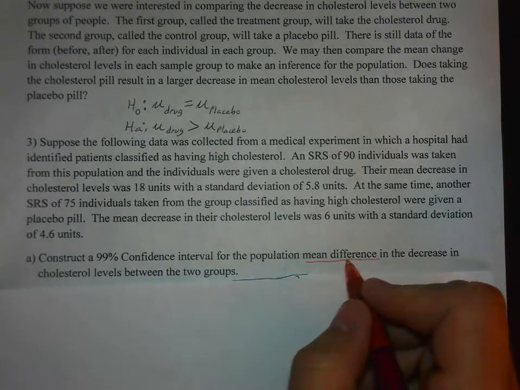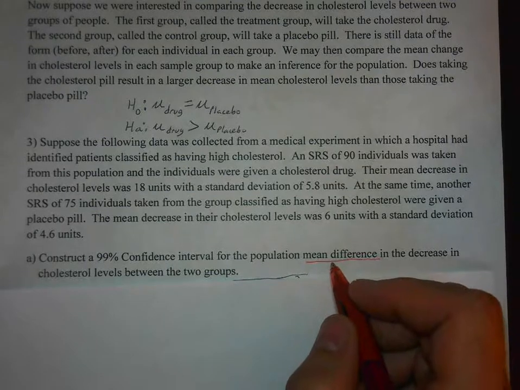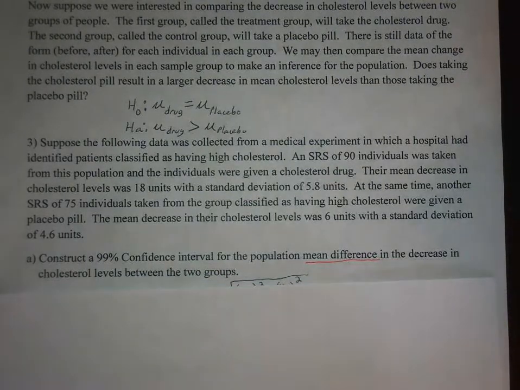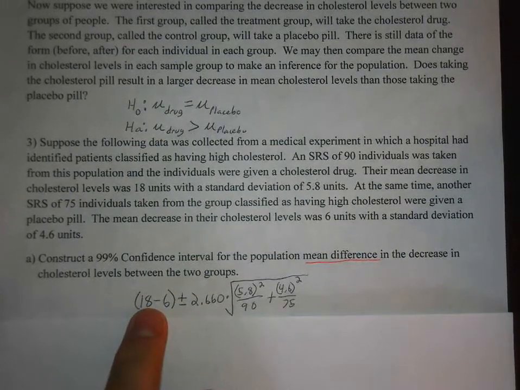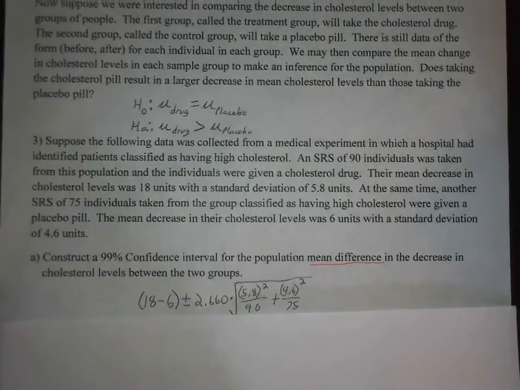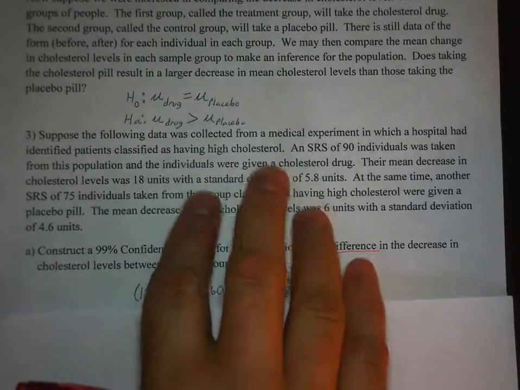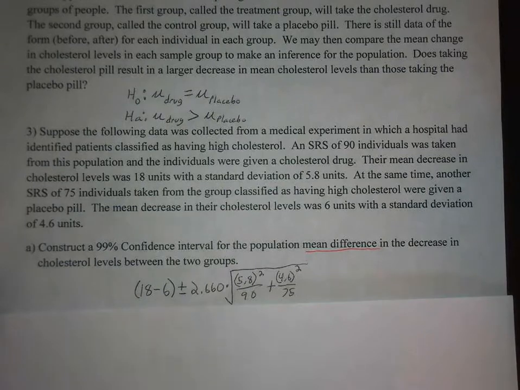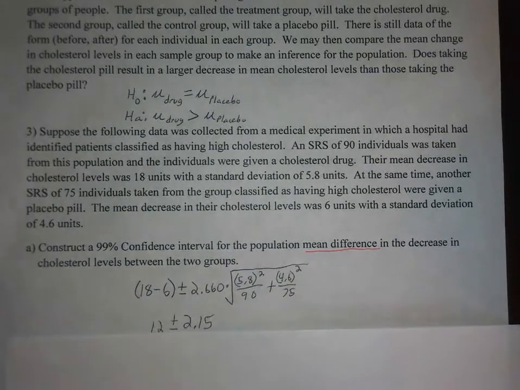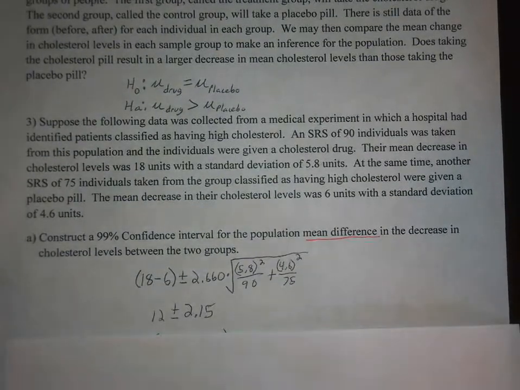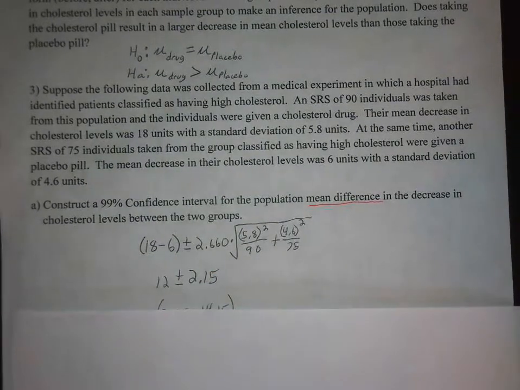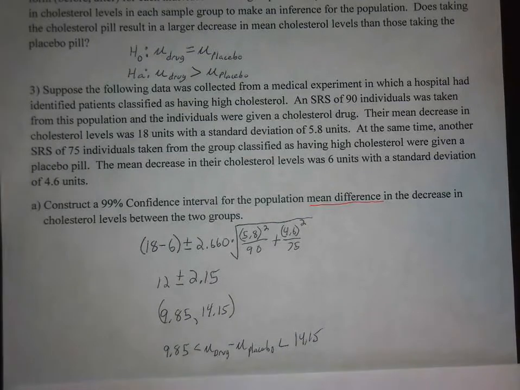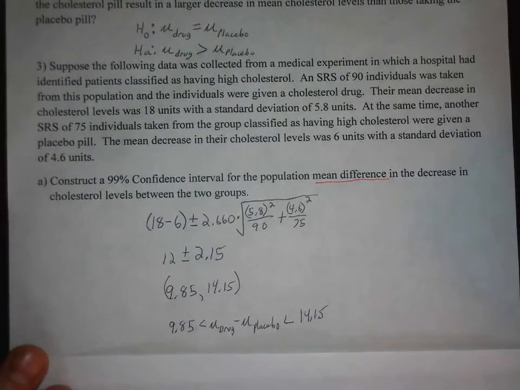So now mean difference means we're looking at the difference in means. So now we're using that longer formula where you have to subtract the sample means. You're using 2 samples now. Okay, so from your data in the question up here, this is the substitution. And your margin of error when you do those calculations is about 2.15. So your confidence interval is 9.85 to 14.15.